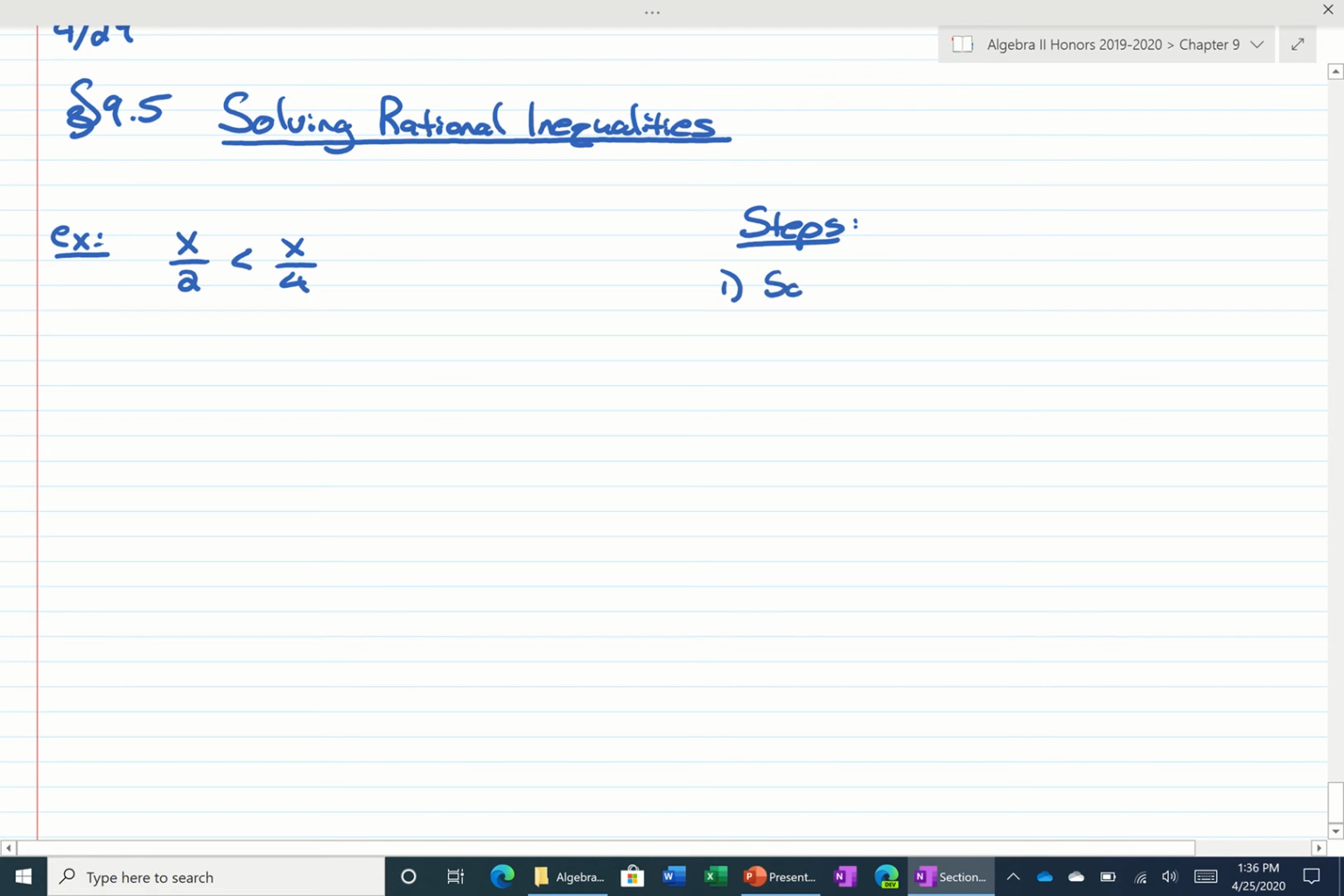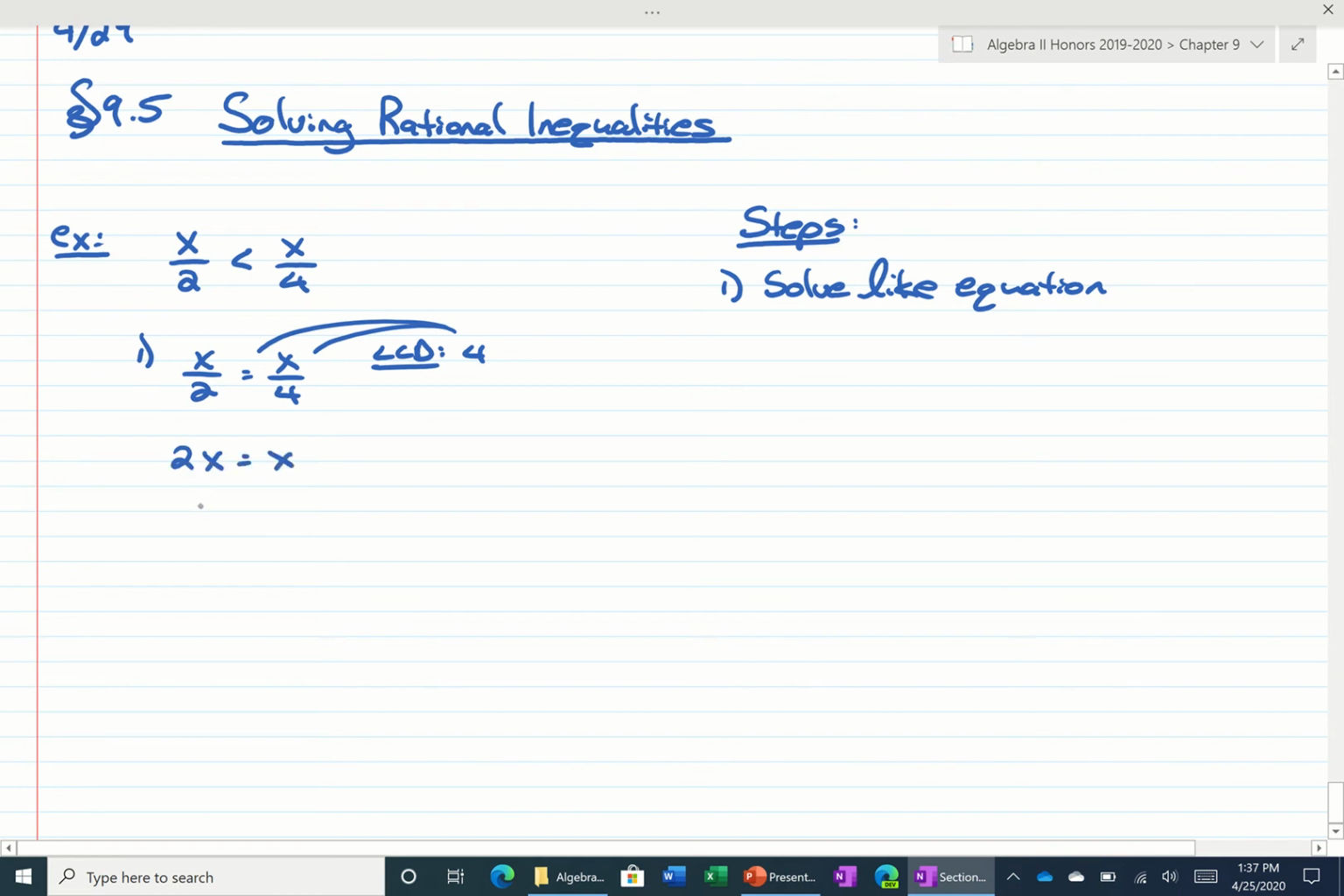First step is we're going to solve like an equation. Alright, so for step 1, x over 2 is equal to x over 4. If we multiply everything by the LCD, or we could cross multiply, the LCD would be 4 here. We'd get 2x is equal to x. So remember, we never divide by x's. We could lose an answer doing it that way. We always make it equal to 0. So let's bring the x over, and we just get x is equal to 0.